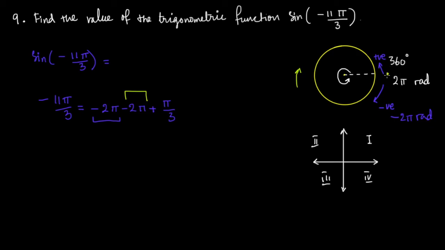We are here now currently, and then we move plus pi by 3, which means we'll move in this direction plus pi by 3 radians. Finally, since we started moving from here, plus pi by 3 will be somewhere here. So this angle is plus pi by 3. Okay, so we're here now.